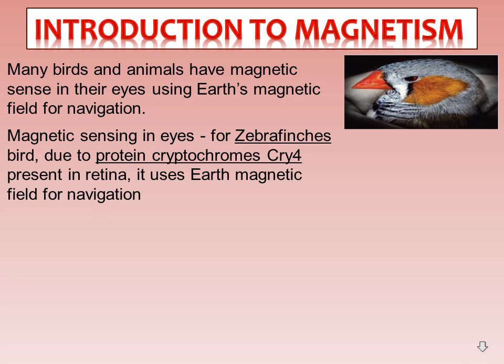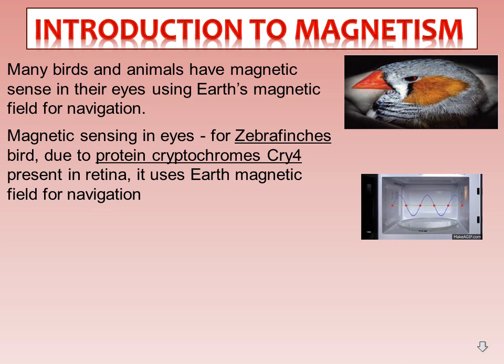Here is magnetic sensing in the eyes of the zebra finch bird. You can see the picture of the bird here. This is due to the protein cryptochrome, that is CRY4, which is present in the retina, that means in the eyes of the zebra finch. It uses the electromagnetic field for navigation.